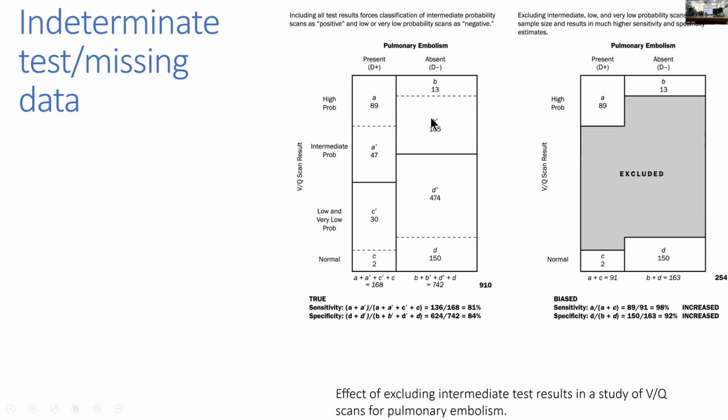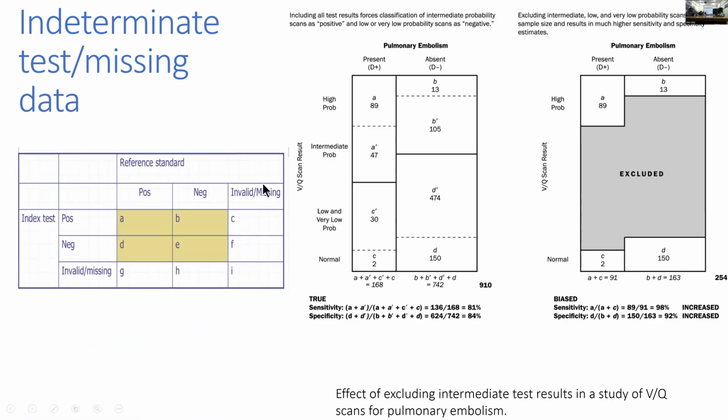So this is a patient study done on pulmonary embolism and VQ scans. If you include all the tests, this is how you will get a sensitivity of 81%, and specificity of 84%, with all the patients included. But if you exclude the indeterminate test, if you have not counted them as positive or negative, then your sensitivity and specificity will falsely go up. So indeterminate tests usually need to be accounted for in the analysis.